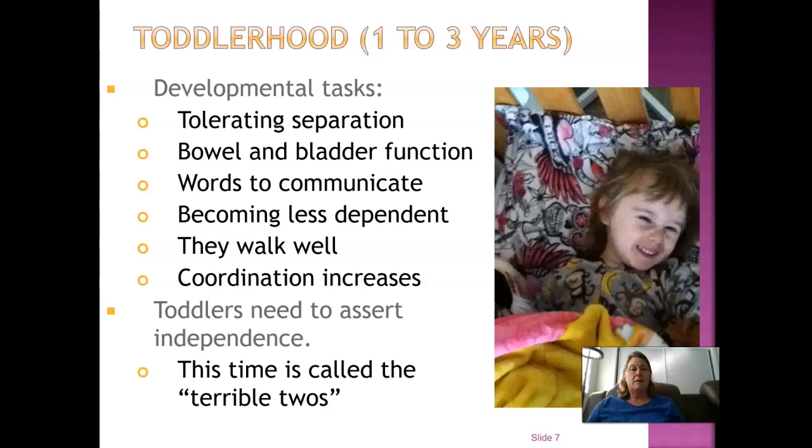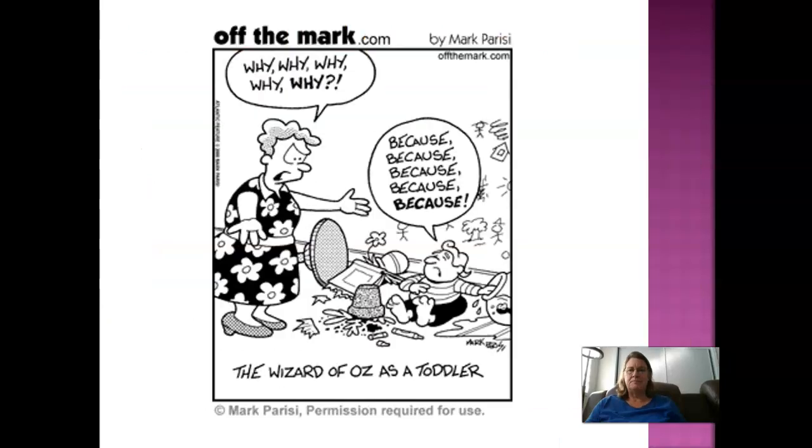They start learning bowel and bladder control. Usually around 2 years of age, give or take 6 months or so, kids start doing bowel and bladder training. They have a much better vocabulary, and they're starting to communicate better. They're less dependent, they're starting to walk well, and their coordination is really increasing at this point.